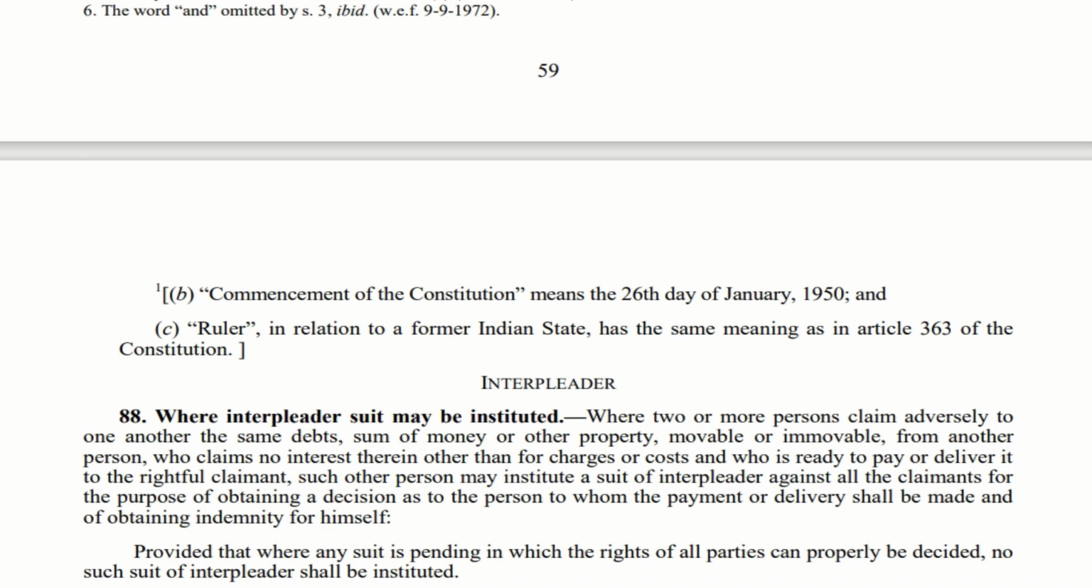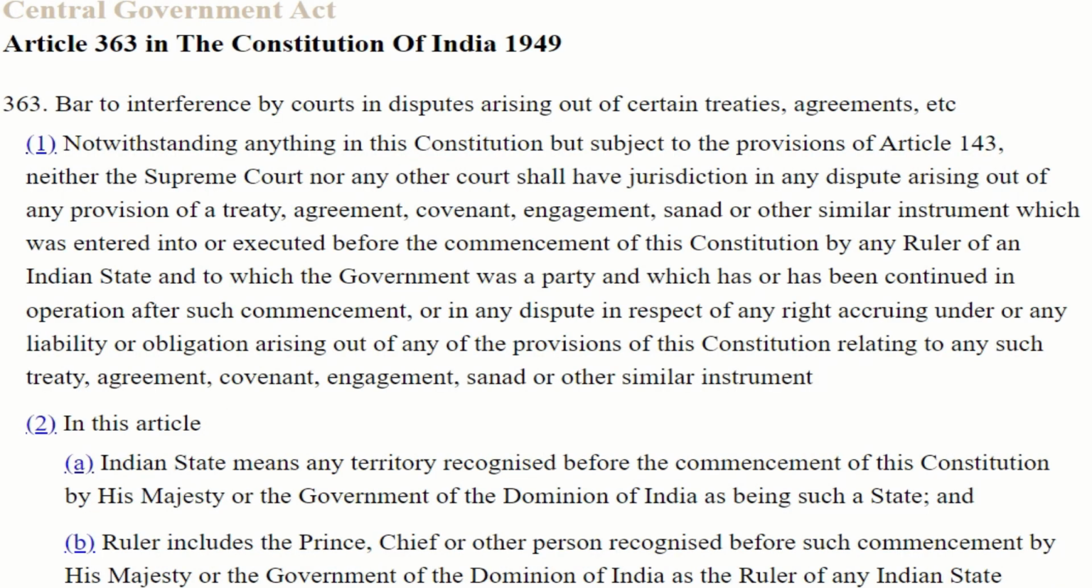Next, point C, ruler. This word ruler with respect to a former Indian state will have the same meaning as in Article 363 of the Constitution. Now let us try to understand what Article 363 of the Indian Constitution says. To understand this in a clear manner, in accordance with Article 363, the most important point is subarticle 2 in Article 363, which clearly states what Indian state actually means. That is point A.